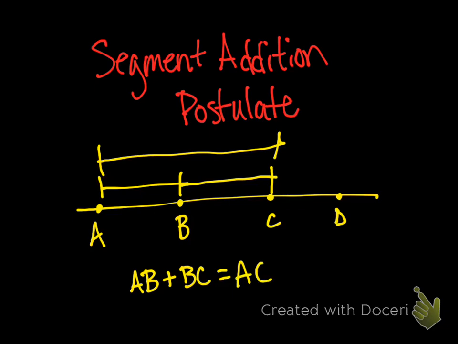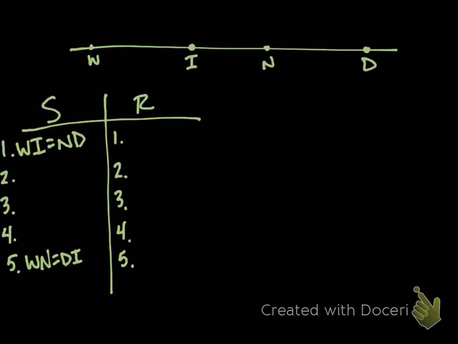AC. Okay, well, there's a lot of combinations. We could say segment BC plus CD equals BD and so on. All right, and we're going to use this postulate in our proof today. So here is our setup for our proof.